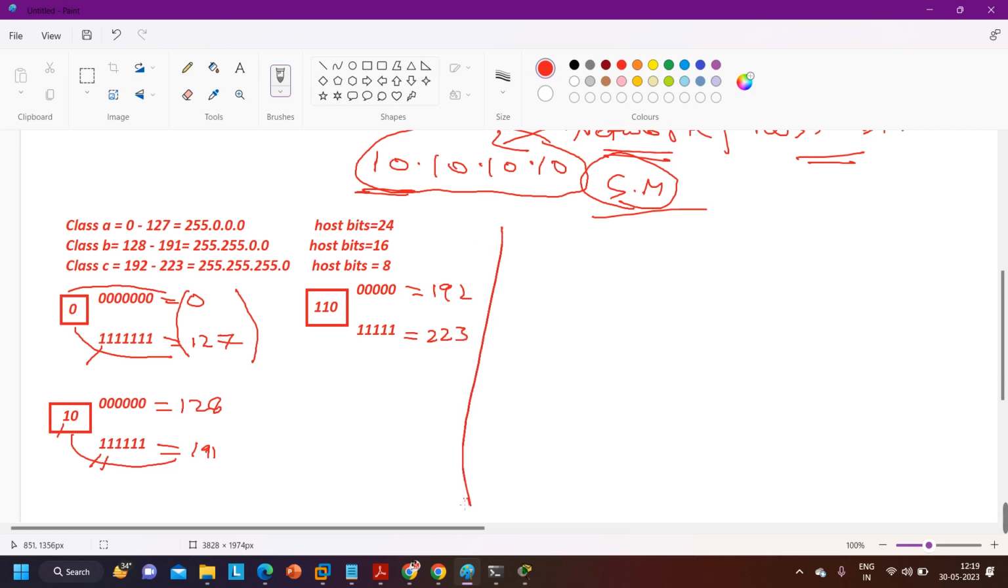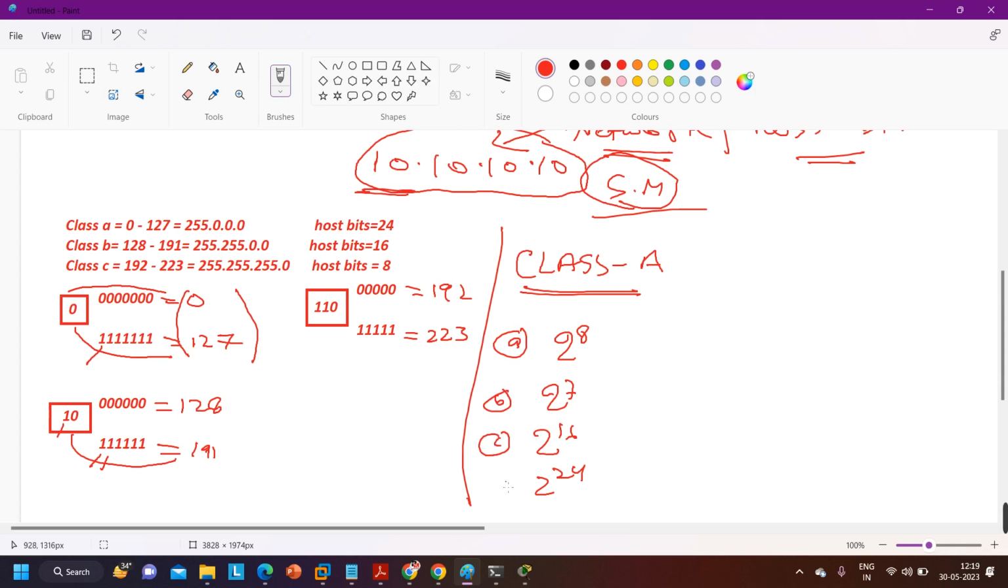Now the question is very simple. From class A, how many networks can we design? 2 to the power 8, 2 to the power 7, 2 to the power 16, or 2 to the power 24? What is the right option? Option A, option B, option C, option D. How many networks can we design from class A?